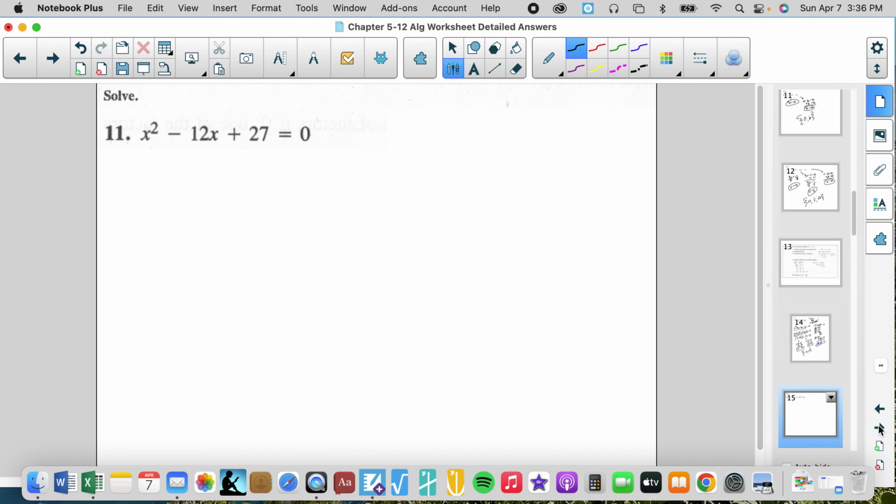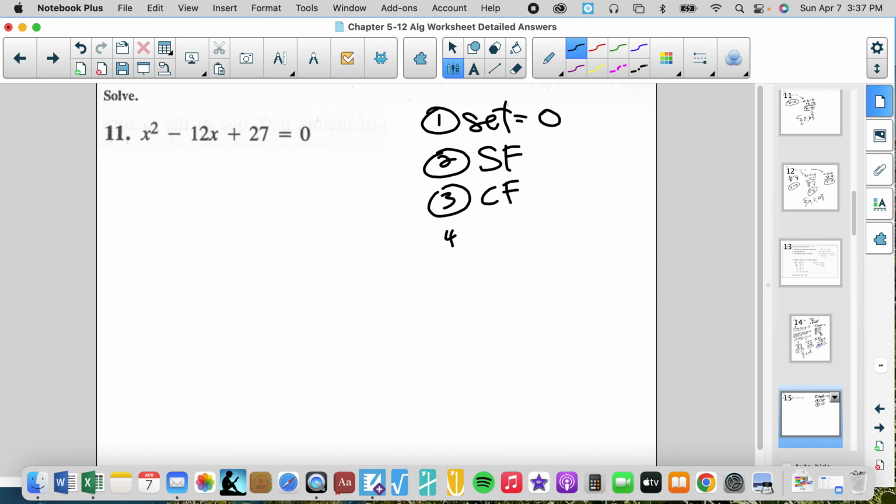So it's a lot of work. That actually took maybe more than a minute. So we've got to be on our game. So first, set equal to 0, yes. Standard form, yes. Common factor, no. Is it a special case? No. So let's do a times c.